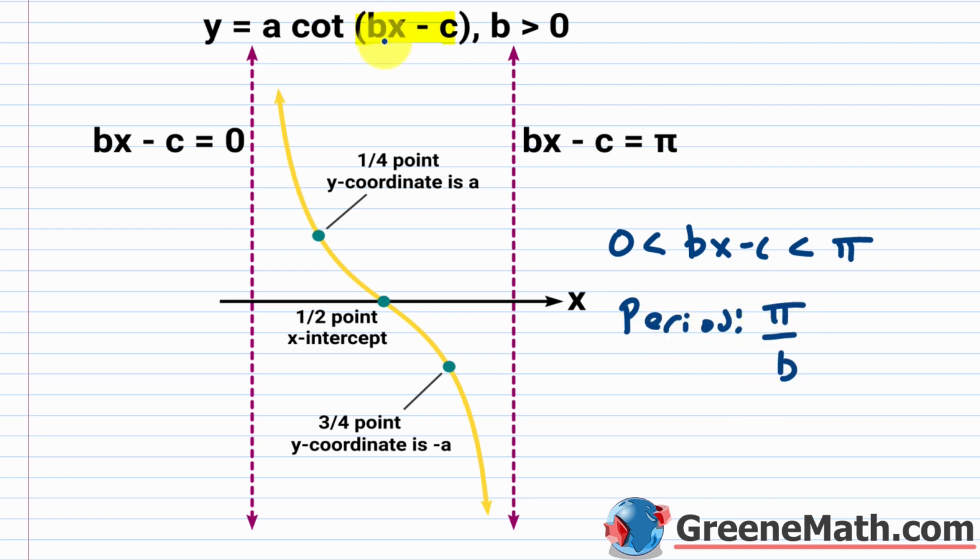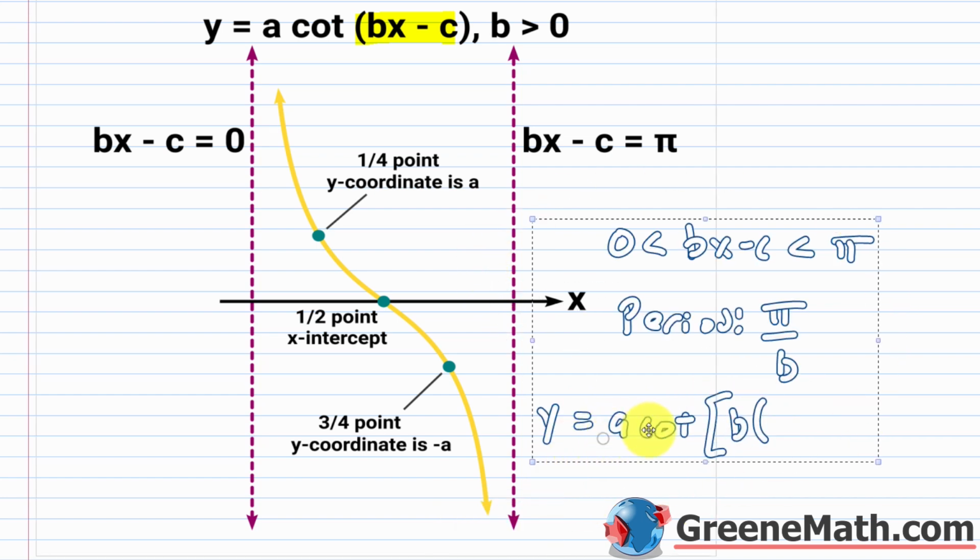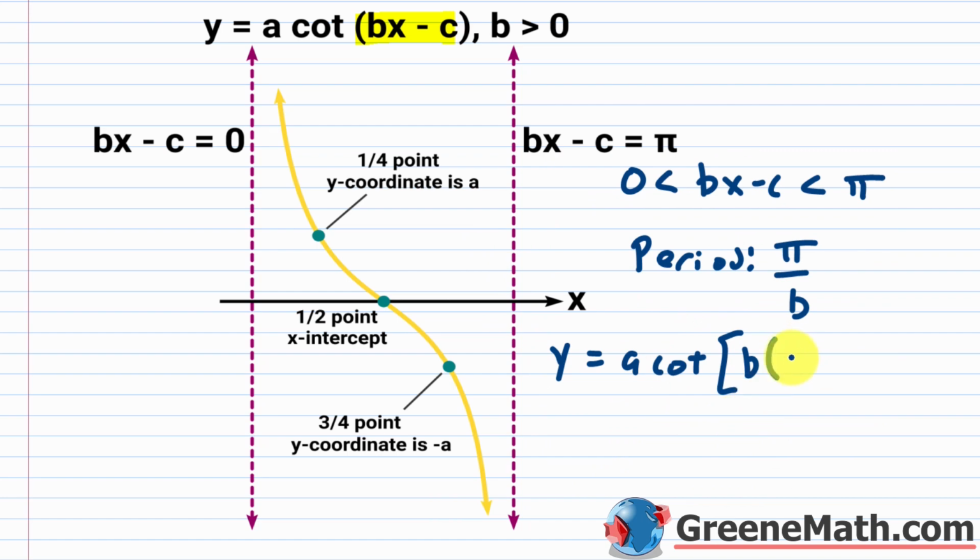So whatever that is, that coefficient of x. If you end up factoring that out, so if you have something like y equals a cotangent of, let's say we pull the b out because we want to use graphing transformations. Let me move this up so it fits. Then inside you would have x minus c over b, like that. Well, the period is still pi over b. So in this form, it's the coefficient of x. In this form, it's outside of the parentheses. So just keep that in mind.